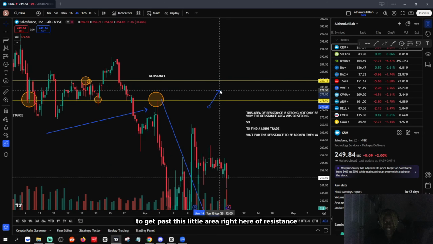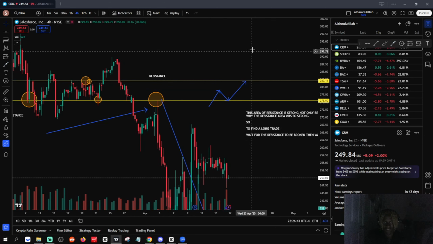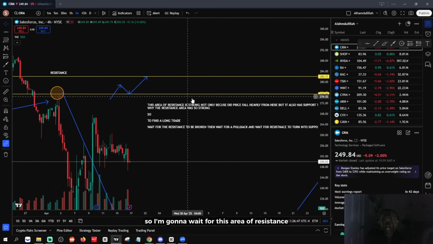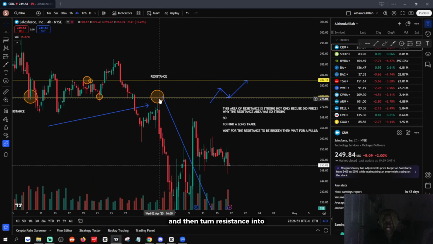So I'm going to wait for price to get past this little area right here of resistance, wait for price to pull back down, and then, inshallah, if God wills, I'm going to be able to go ahead and take this back up. Okay? So I'm going to wait for this area of resistance to be broken, and then turn resistance into... Exactly. And then this will go ahead and be our entry.